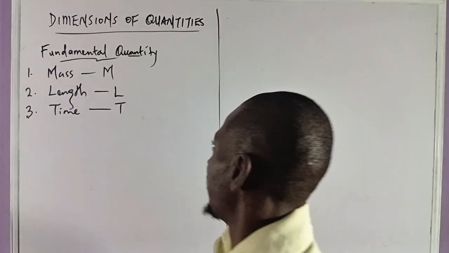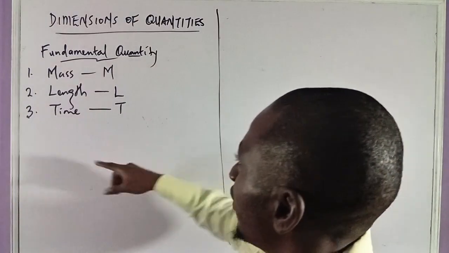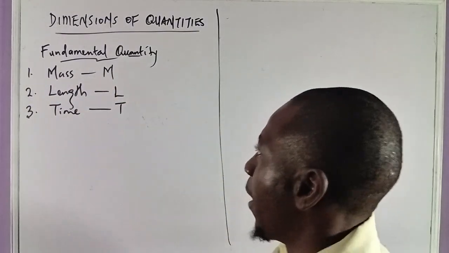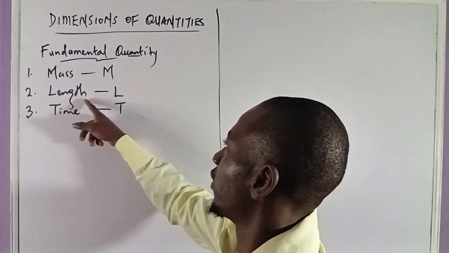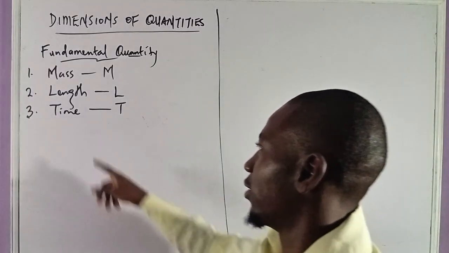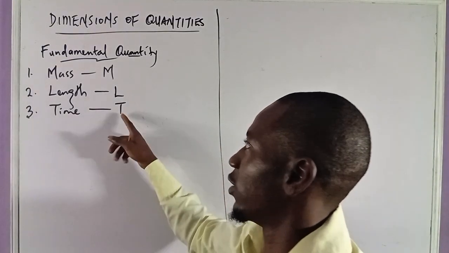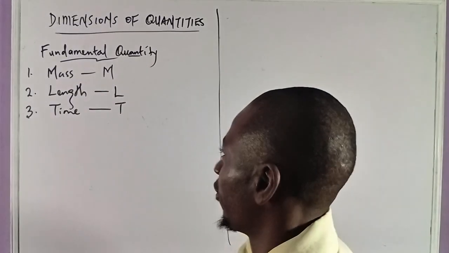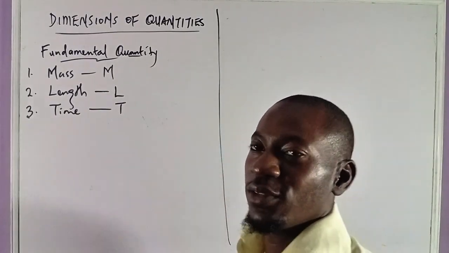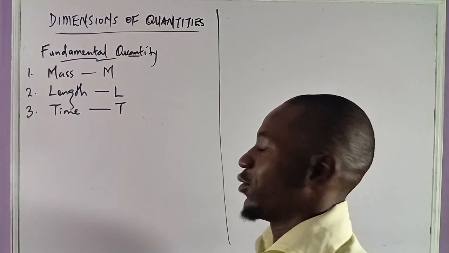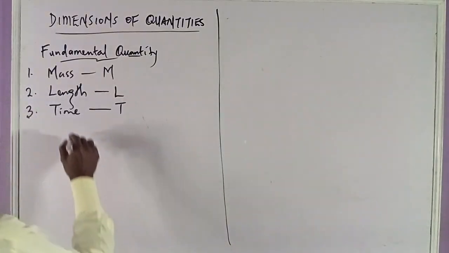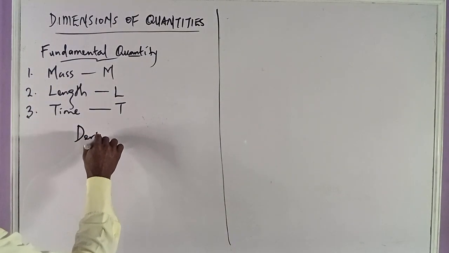So let's dive in. We have the dimension of mass given as M, the dimension of length given as L, and the dimension of time given as capital letter T. So with these three, we are going to be finding the dimensions of other derived quantities. So let's start. Derived quantities.